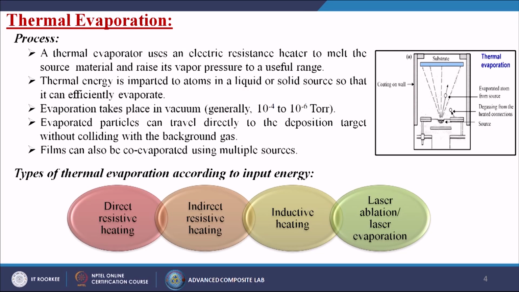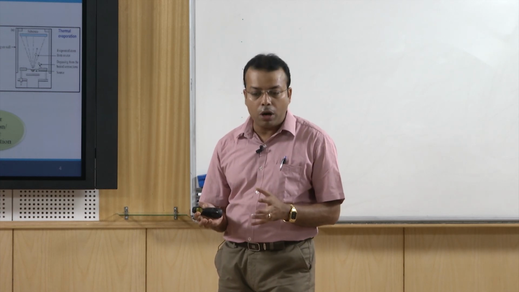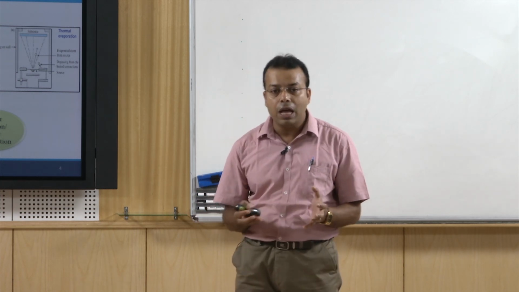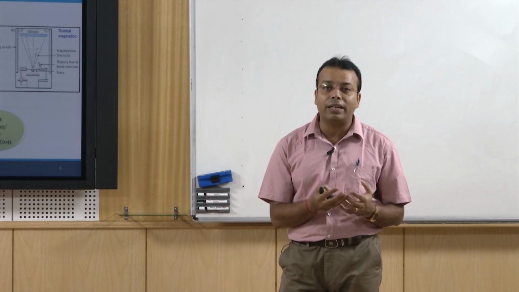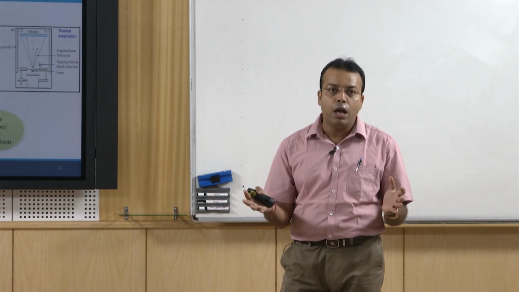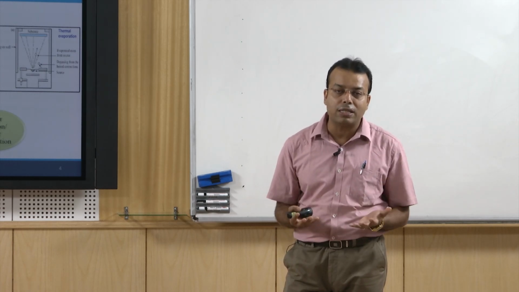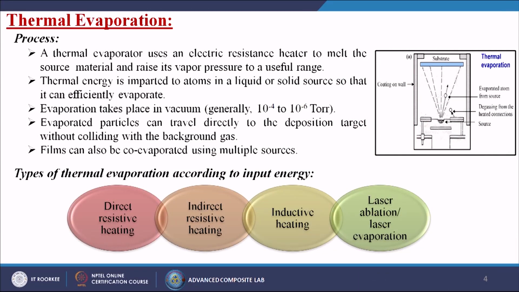Generally we are using the high vacuum, because otherwise, if we do not use the vacuum or maybe certain kinds of inert gases, the vaporized materials can react with the environmental oxygen and maybe the moisture, and it can form newer materials or maybe some unuseful materials. Evaporated particles can travel directly to the deposition target without colliding with the background gas. Films can also be co-evaporated using multiple sources.